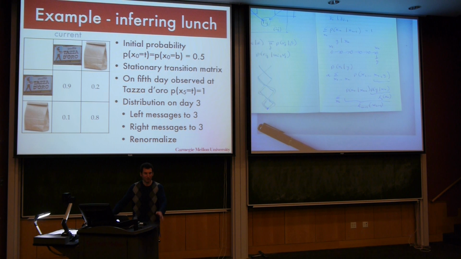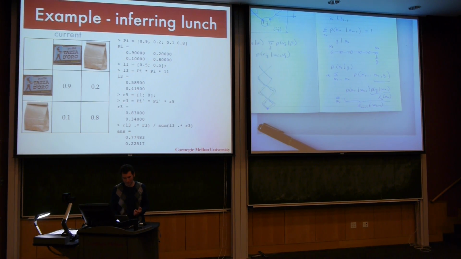And let's say we have a chain over 5 days. I know the initial distribution, and furthermore, I observe that on the last day, you went to Tazzadoro. Right? So I know that P of x5 equals Tazzadoro is 1. So then I can ask something like, what are the chances that you're brown bagging or going to Tazzadoro on day 3? So I know the initial conditions, I know the last observation. Now we want to get the guy in the middle. Okay?